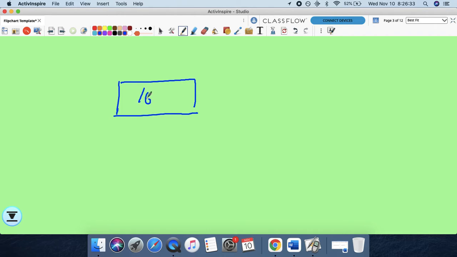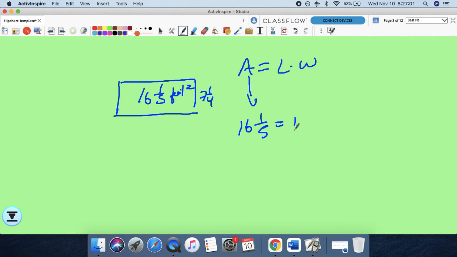Okay. Next one we have this. The area is 16 1/5 feet squared. It tells us that the width is 7 1/4. And we ask, what's the length of the playground? Okay, so area equals length times width. So the width is 7 1/4 feet. The area is given to me, 16 1/5. The length I don't know, but the width I do know is 7 1/4. And I know I've done this previously, but think of this as this.